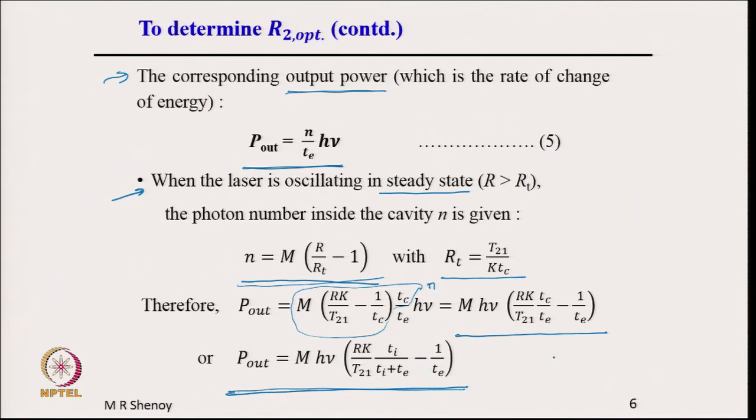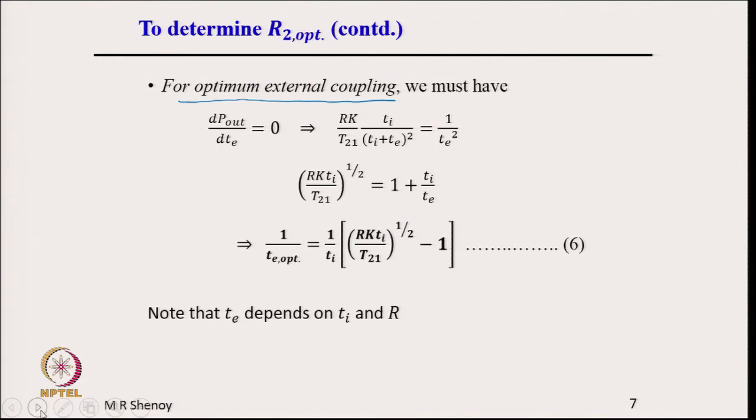And that 1 by Te square goes to the other side, very elementary algebra, and you get this expression here. Or this term can again be further simplified. So, you can take this to the other side and write 1 plus Ti by Te is equal to Rk into Ti by T21 to the power half, or 1 by Te optimum. So, now we have taken this minus 1 here, and 1 by Ti comes to the denominator, so 1 over Te optimum is equal to 1 by Ti into this.